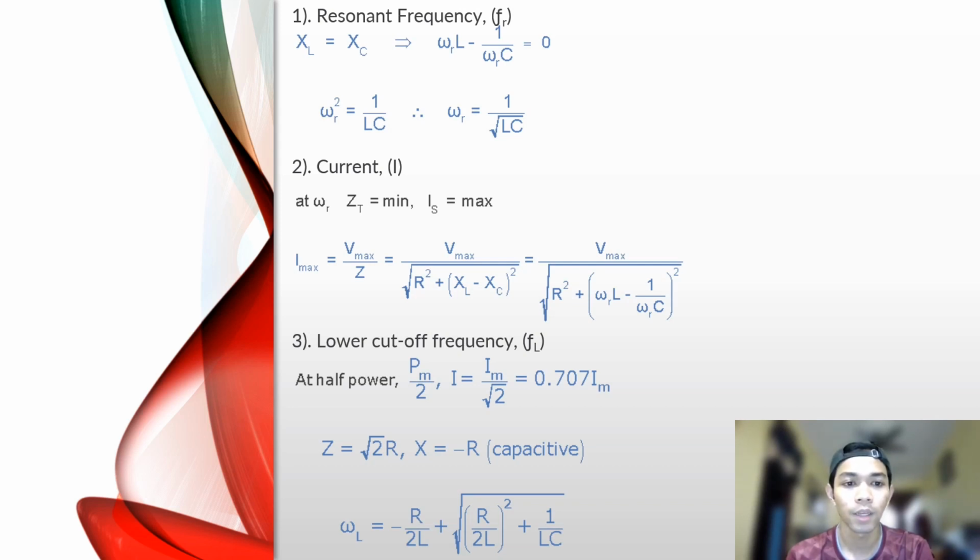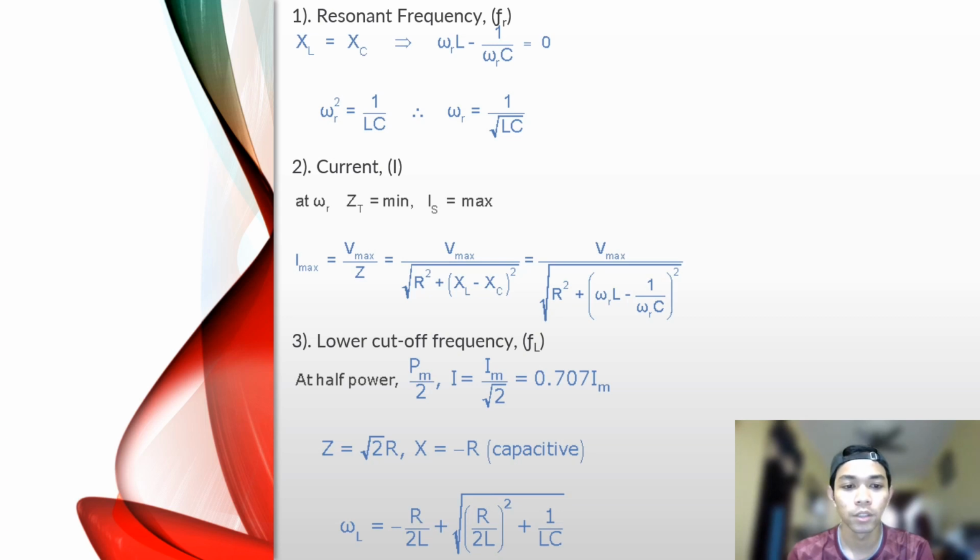For the current I at omega r, ZT equals minimum and I is maximum. So Imax equals Vmax over Z, equals Vmax over square root of R squared plus (XL minus XC) squared, equals Vmax over square root of R squared plus (omega r L minus 1 over omega r C) squared.